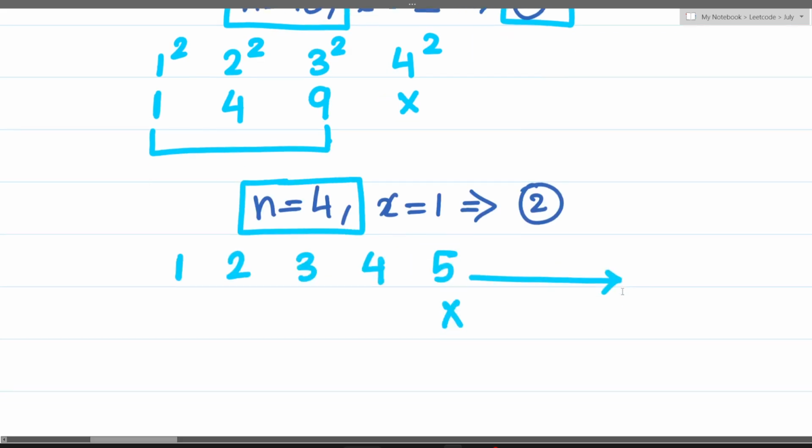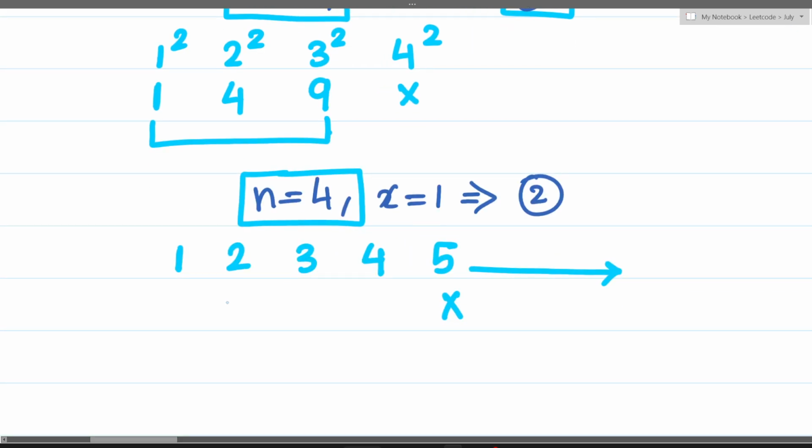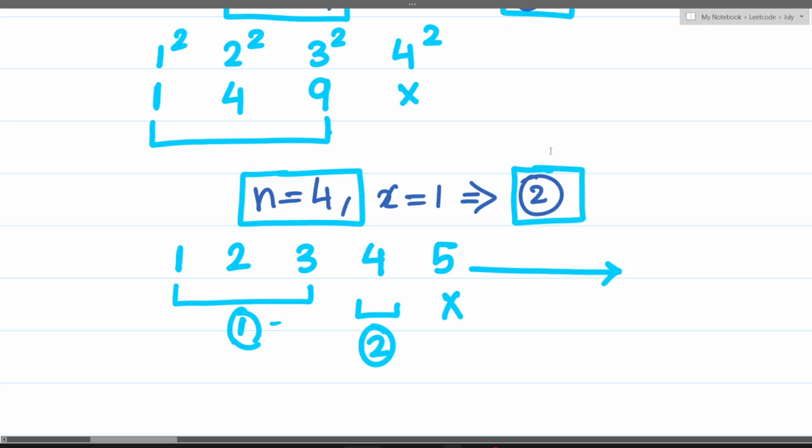Right? 5 and all the numbers which are bigger than 5 are out of the question. Now I can see 1 plus 3 is 4. This is one possibility. And then this 4 in itself is another possibility. So that is why the answer for this test case is 2.